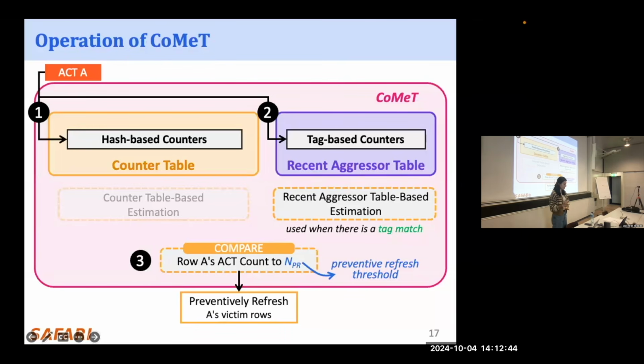There is no tag match. So what we do there is we assume only row A is activated that many times and refresh its victims. And we don't do anything for the other DRAM rows that might be sharing the counter. But the next time they are accessed, the counter value is still over the threshold or at the threshold, so they are also being refreshed.